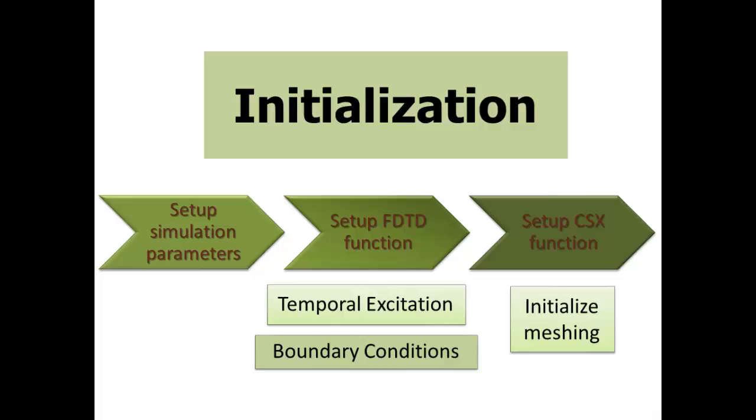And the last step in the initialization process is the setup of the CSX function, which is related to the geometry itself. In this case, we have to initialize the meshing process so that the formed mesh can easily and effectively describe the whole structure. And we'll see now how these steps are implemented in the rectangular waveguide example.